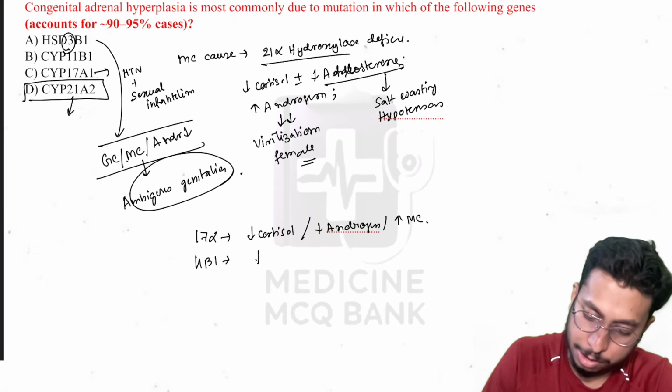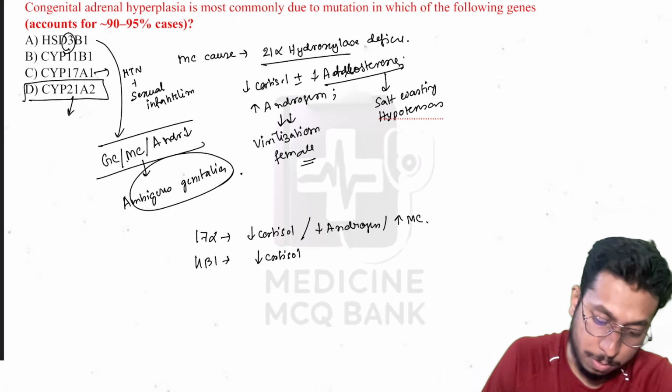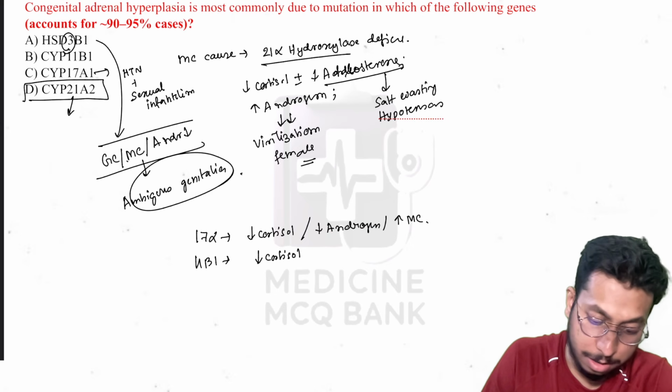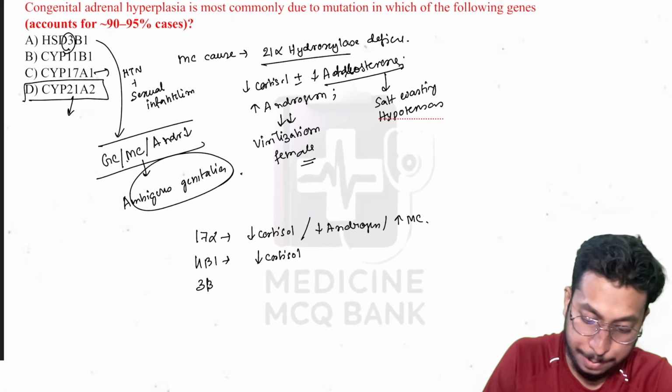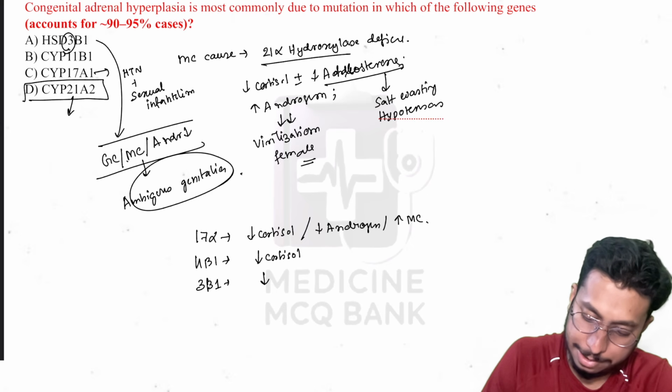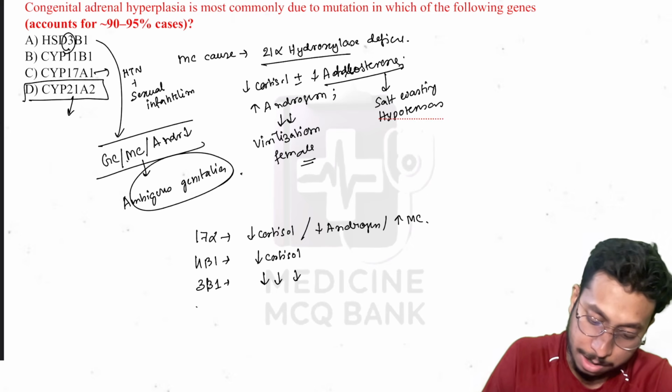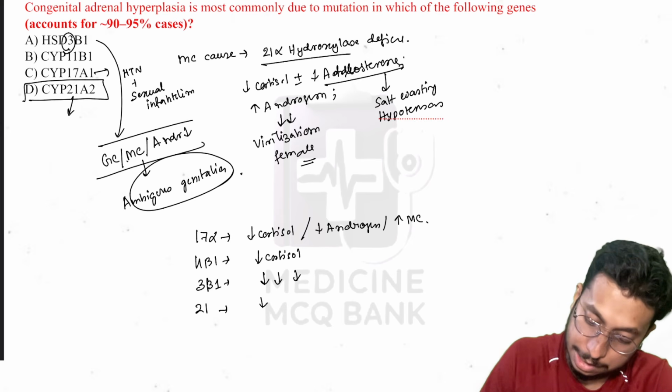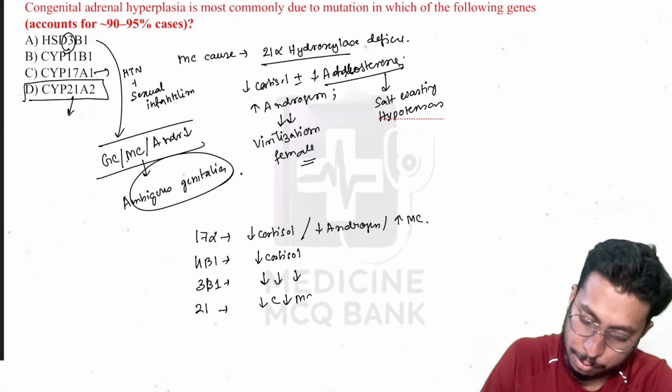And what happens in 11 beta hydroxylase deficiency? There is decrease in cortisol only. What happens in 3 beta hydroxysteroid dehydrogenase deficiency? Here all three are decreased: cortisol, androgen, and mineralocorticoid. What happens in 21 alpha hydroxylase deficiency? There is decrease in cortisol, decrease in mineralocorticoid or aldosterone, and increase in androgen.